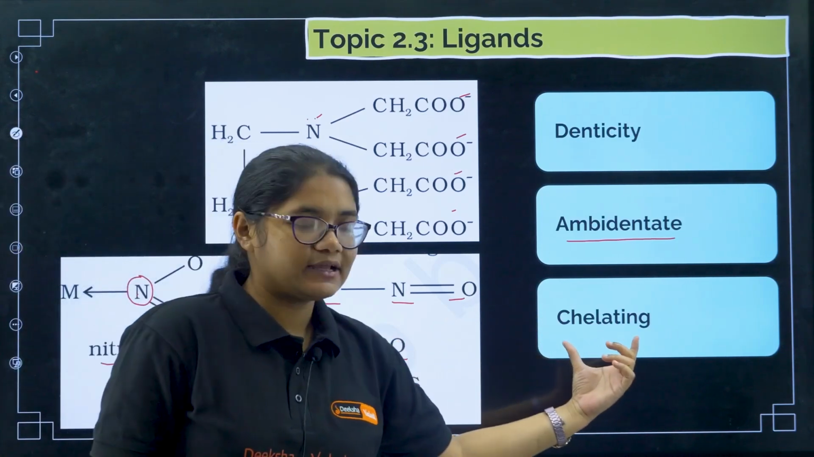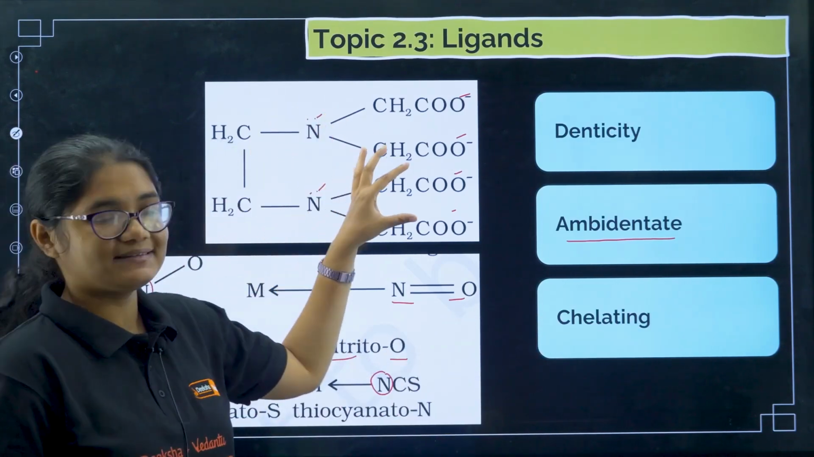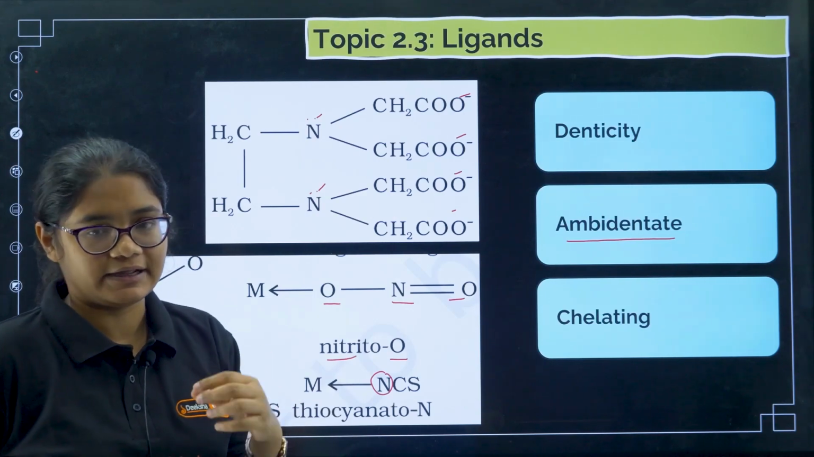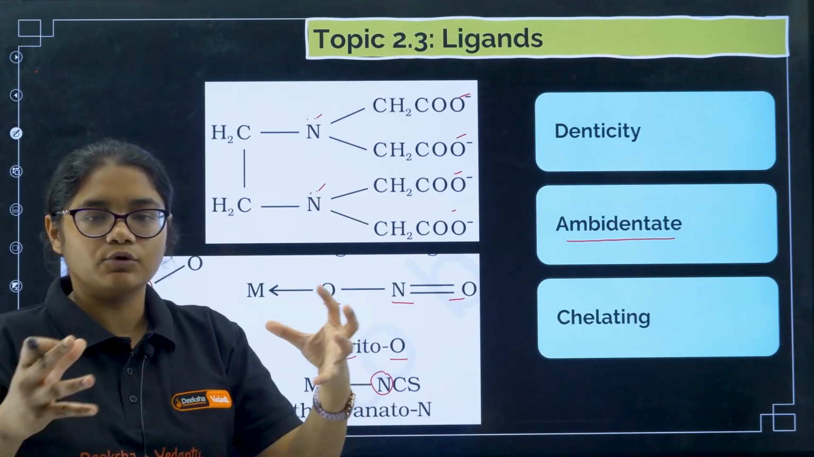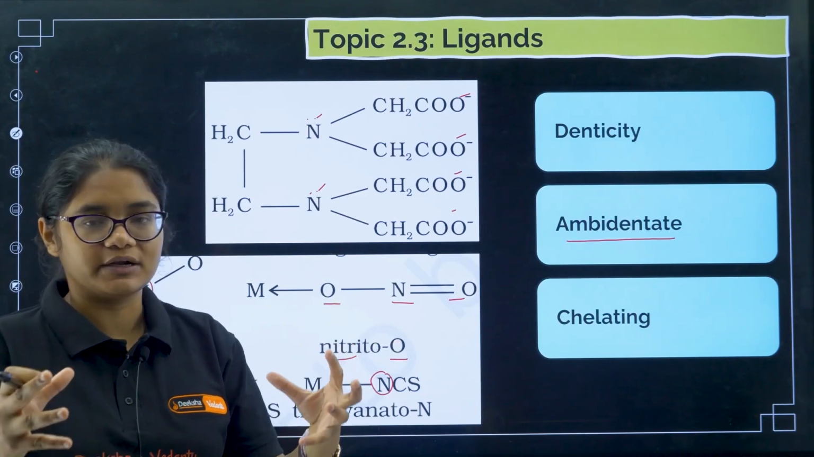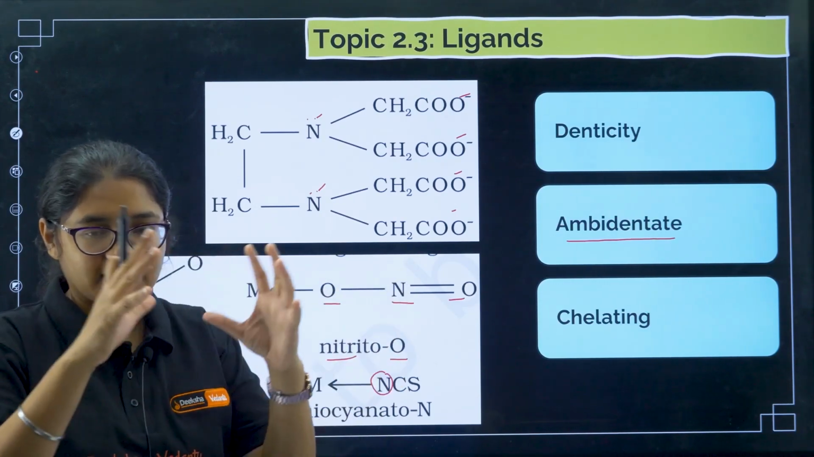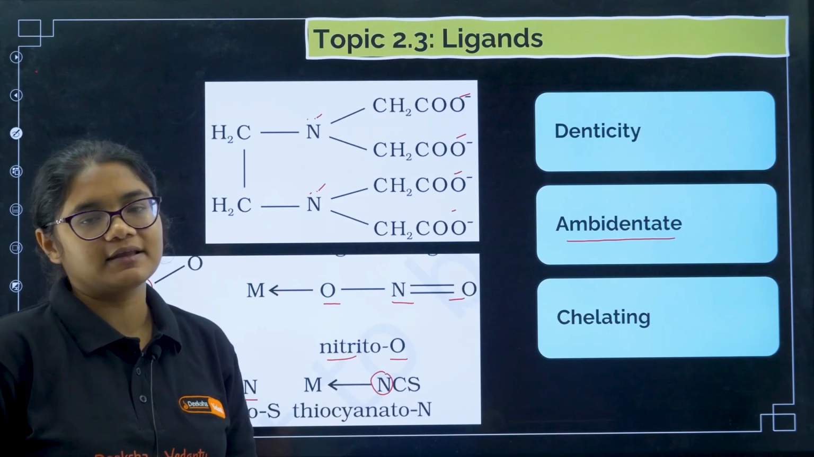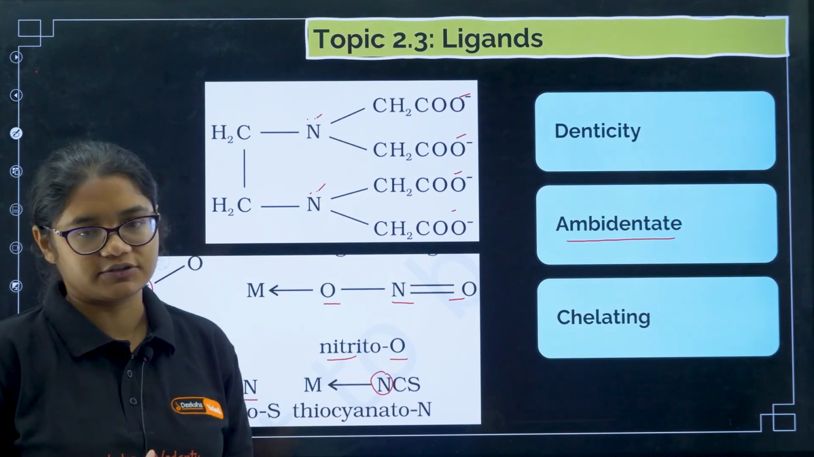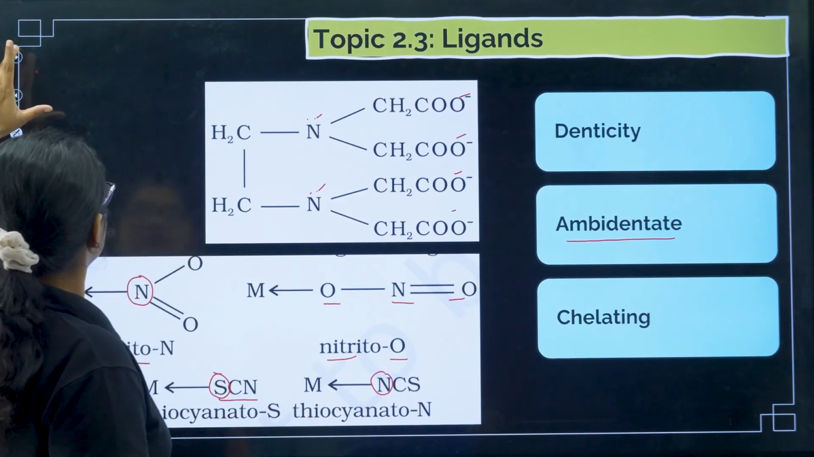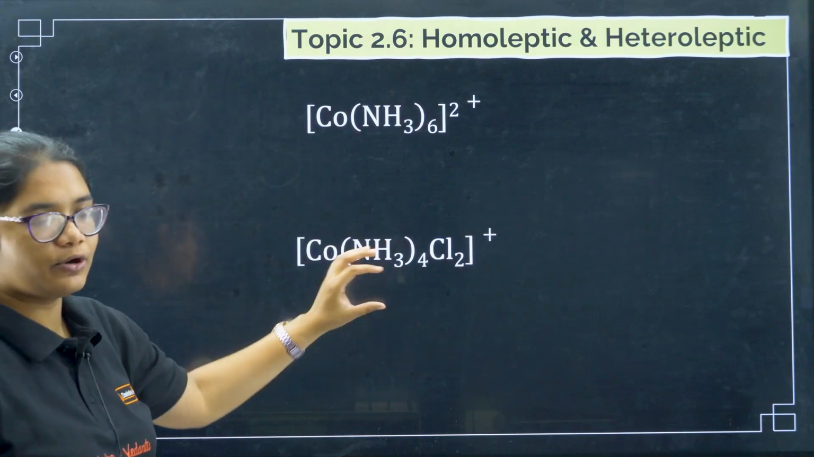Next, chelating ligands. Denticity means bidentate, didentate ligands form, so when a ligand has both sides as donor sites, they form bonds with the metal, and then they form a cyclic ring. A cyclic structure is formed, and that is nothing but your chelating ligand or chelating structure. Clear?